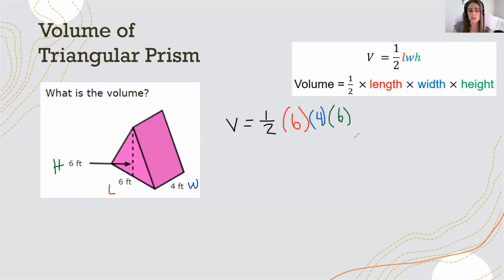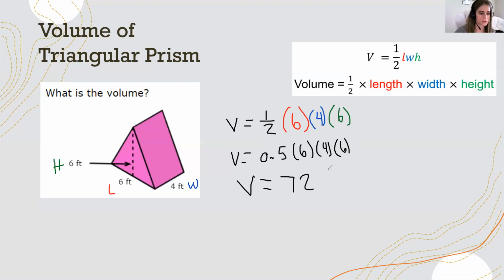There are two different ways that most students deal with that fraction of a 1/2, and I'll show you both ways. One way is we can convert that 1/2 to a decimal because that's a little bit easier to type into our calculator. So 1/2 as a decimal would be 0.5, and then we would multiply that by 6 times 4 and by 6. If we go that route, our answer is a volume of 72 feet cubed.